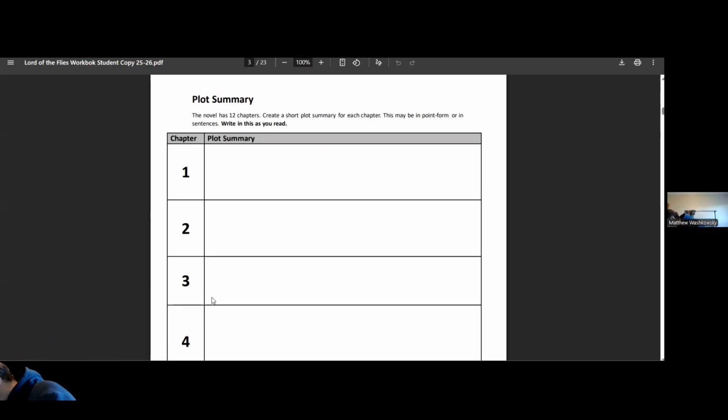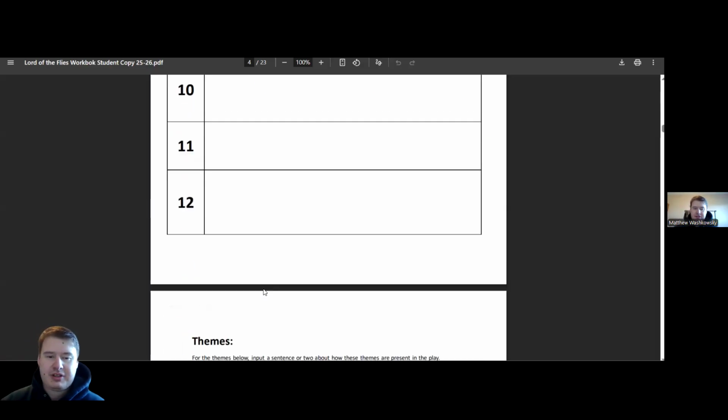So if you don't have something like this, little tabs, these are really good to have if you want to find quotes because you are expected to have quotes and the exact page numbers for basically every assignment in this module. So those are the plot summaries.